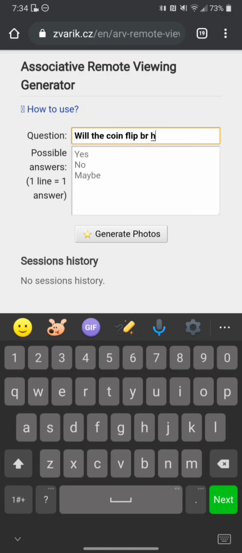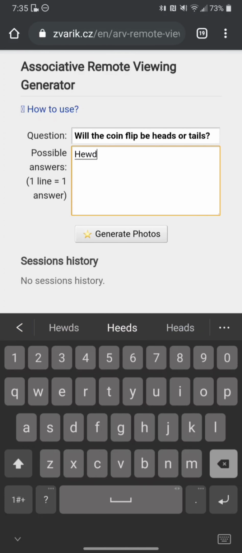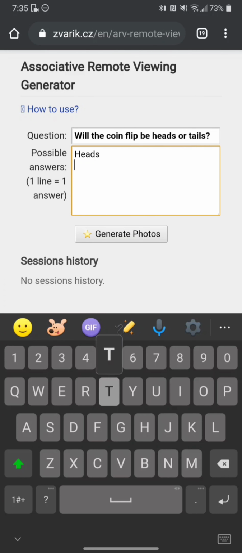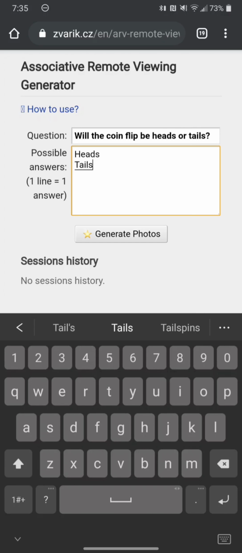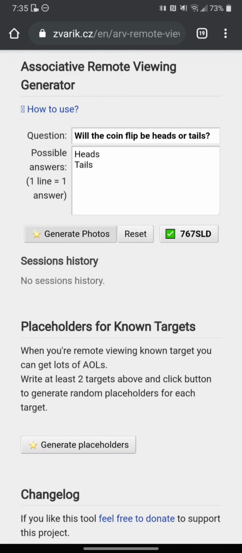For now, let's start with: will the coin flip be heads or tails? You and I both know that a coin can also land on its edge, but for our purposes today, it'll just be heads or tails. This is similar to mark it up or mark it down for a remote viewing tournament, which is matched to financial market movements.